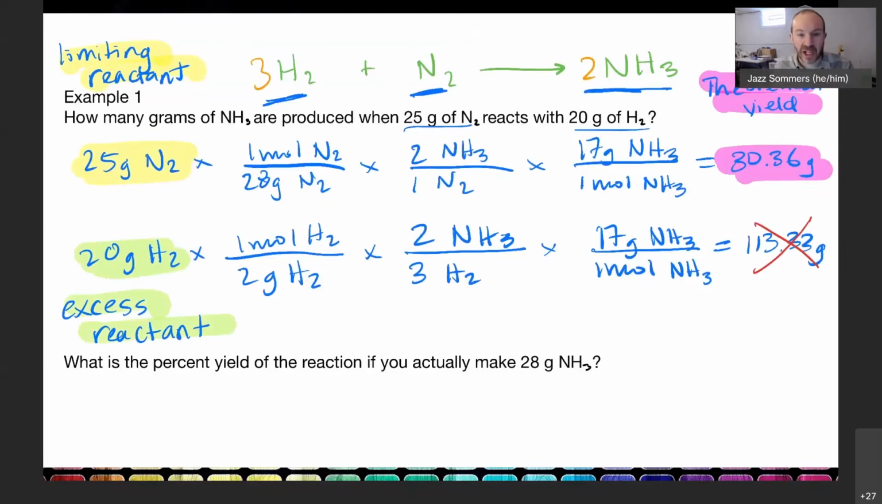You can actually calculate how much, but it's a pandemic, so we're not going to worry about it right now. All we're going to try and figure out is how much of something we make. So to answer this question, how many grams of ammonia are produced? The smaller number is your answer to that question.